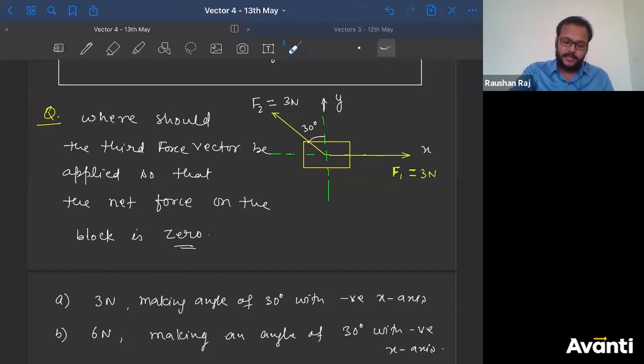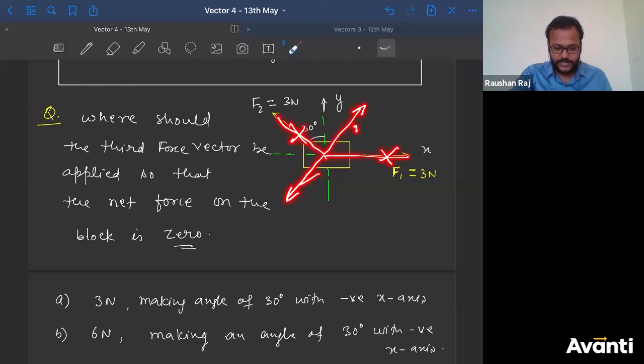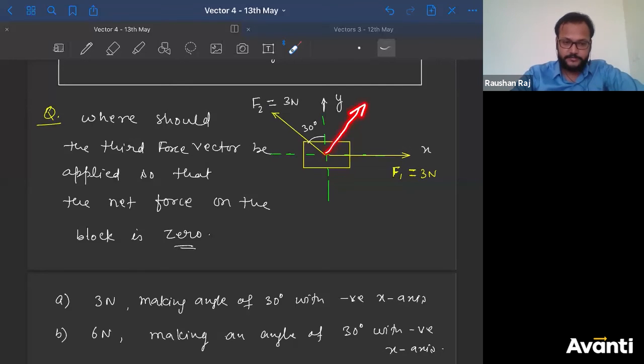Can I say that if the resultant of these two is in this direction, so I don't have to explain these two, right? Now can I say if I apply an equal and opposite force, they'll get cancelled, right? So what we are going to do is first find the resultant vector. Once I get the resultant vector, in which direction should I apply the third one? I should apply the third vector in such a way that it cancels this.